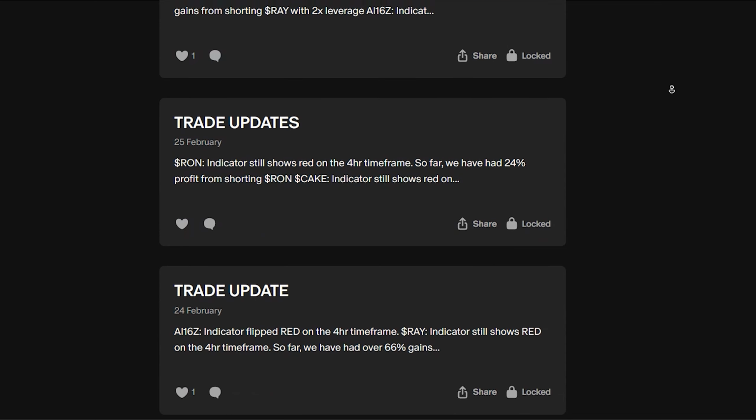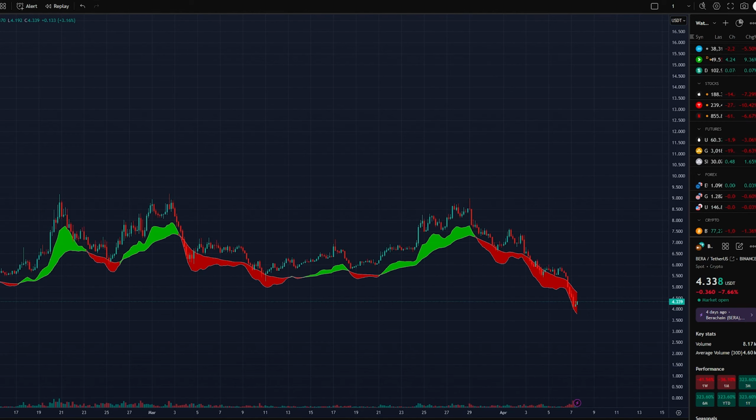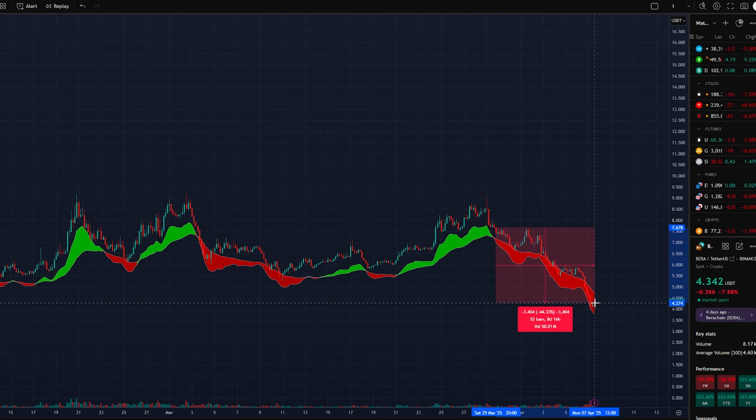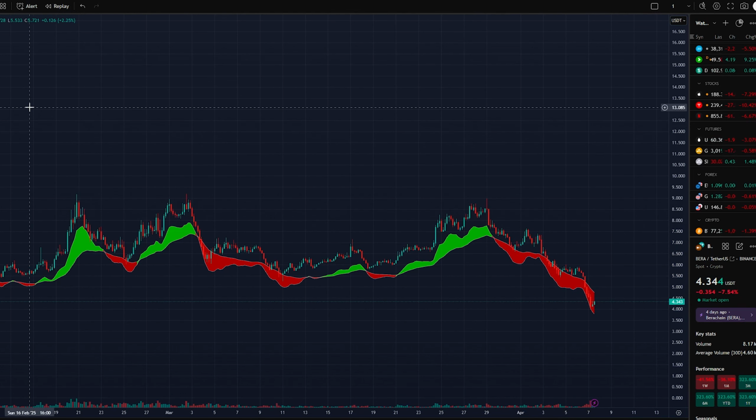You will be able to take part in all of the entries and exits, and you can see for yourself here on Berachain how well this is working. For example, everyone buying here in the downtrend has been losing money, but you, with the indicator, would know that you could just short the project. 44% gains in just this little move here. Absolutely amazing.